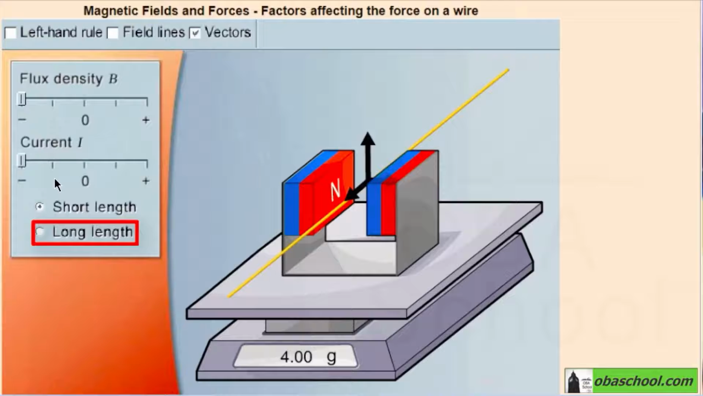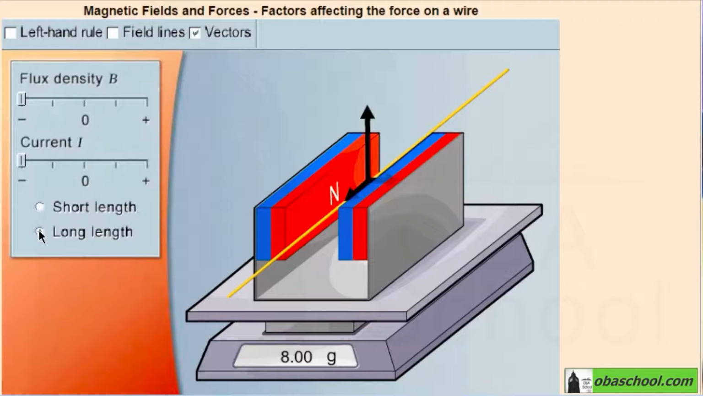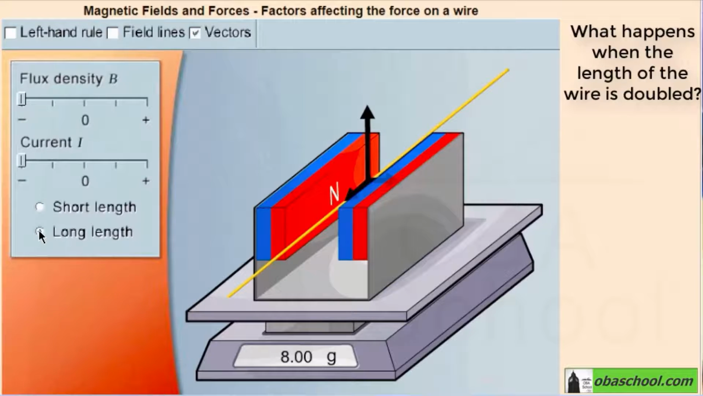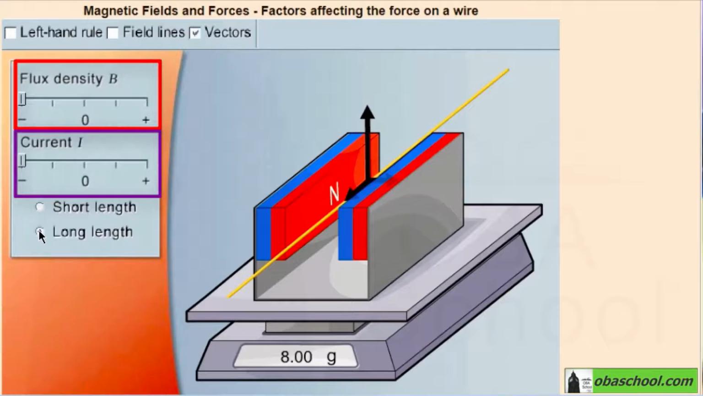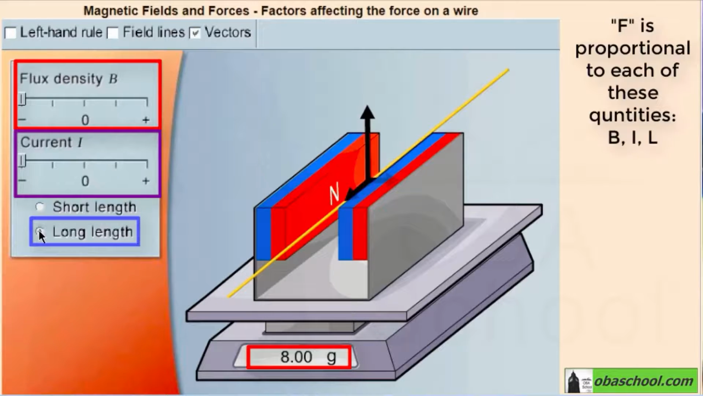Now let's select long length to double the length of the wire. What happens when the length of the wire is doubled? Exactly. The reading on the balance doubles again to 8 grams. We can see that doubling the flux density B, the current I, or the wire length L, doubles the force F on the wire. So we say that F is proportional to each of these quantities.